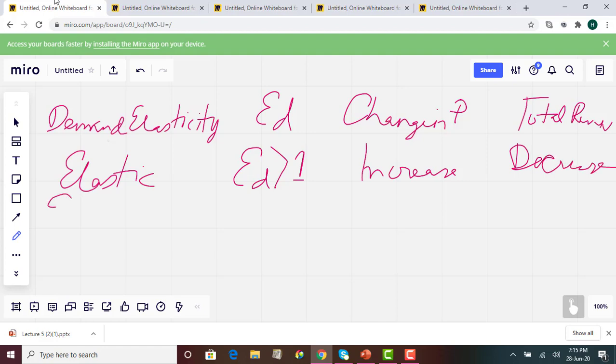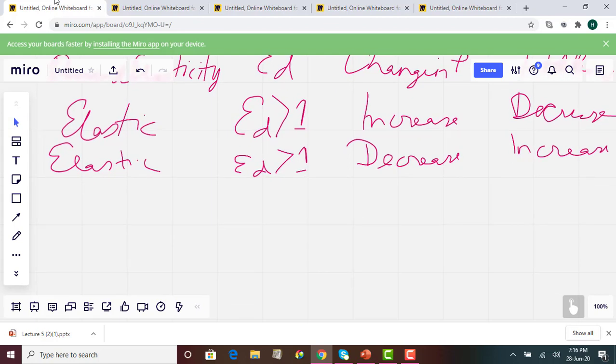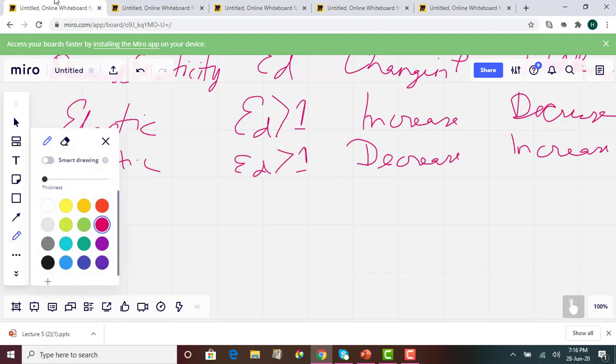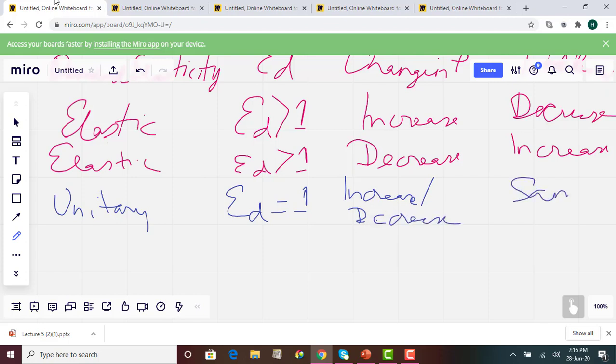Again, if it is elastic and ED is greater than 1, and if the change in price is decreasing, then total revenue will increase, because your quantity demanded will go up by a greater percentage, therefore you will make more revenue. If it is unitary, in that case the coefficient will be equal to 1. So whether the price increases or decreases, no matter what, the total revenue will remain the same.